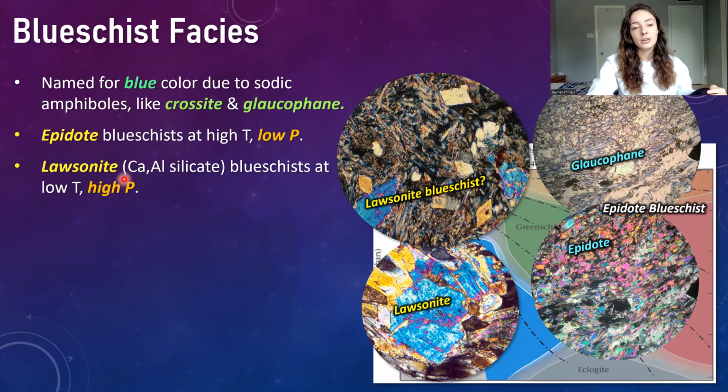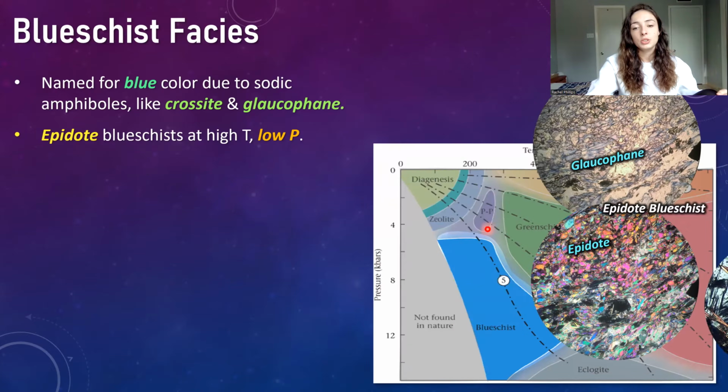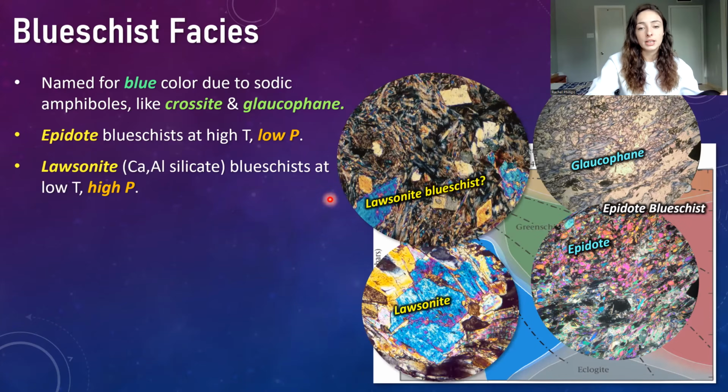And then lawsonite, or calcium aluminum silicate, can also be present in blueschists, and that's characteristic of high pressure, low temperature. So epidote is high temperature, low pressure in the blueschist facies. So high temperature, low pressure would be kind of like this upper right corner of the blueschist facies, but could be really along any part of this right side of the blueschist facies. And then high pressure, where the lawsonite blueschist would be, down at the bottom, and low temperature would be to the left. So down to the bottom left of the blueschist region on this graph would be the lawsonite blueschist facies.